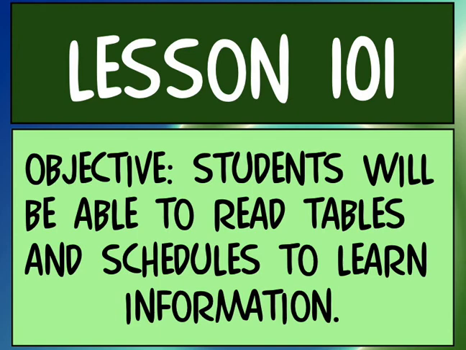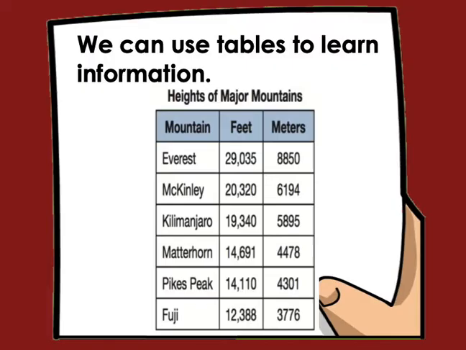Welcome to Lesson 101. Today's objective is that we are going to be able to read tables and schedules in order to learn information. So, a table is something that looks like this. It usually has a title at the top. In this case, it's heights of major mountains. And under it, in the table, is information about the height of major mountains.